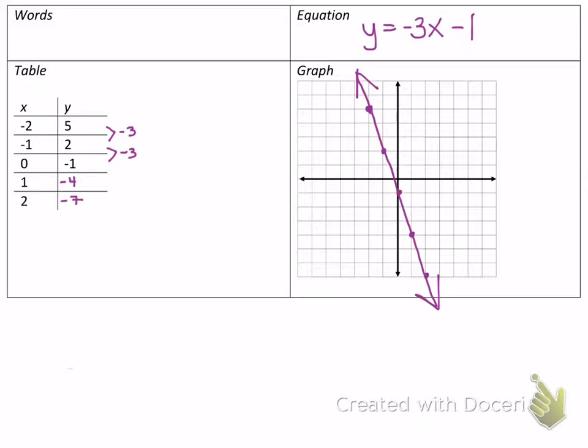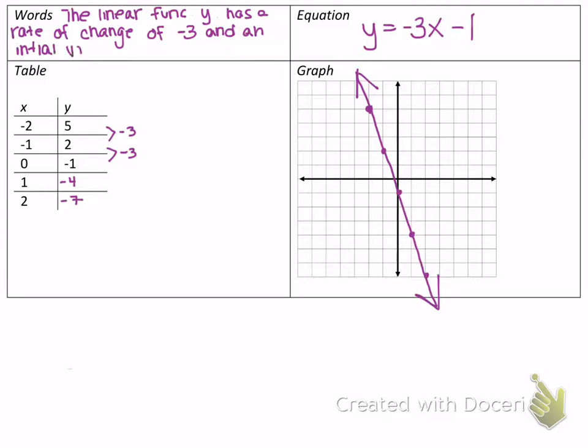So in words, I would say the linear function y has a rate of change of -3 and an initial value of -1.